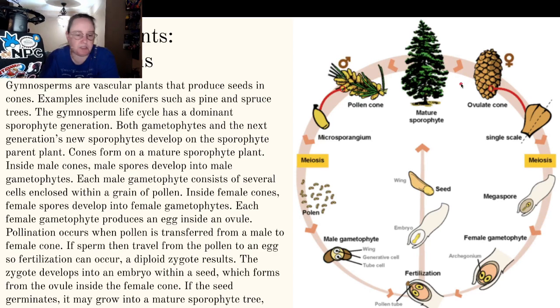So gymnosperms, like I said, these guys are amazingly diverse, and true survivors. These guys have stood up to the test of time on this planet. They've been there before the dinosaurs. They've been after the dinosaurs. And they're still standing there going, yeah, I'm awesome. So, again, give it up. I'd say hug a pine tree, but unfortunately they're also covered in sticky stuff, sap. And if you've ever messed with pine sap, it's no fun to get out of anything.